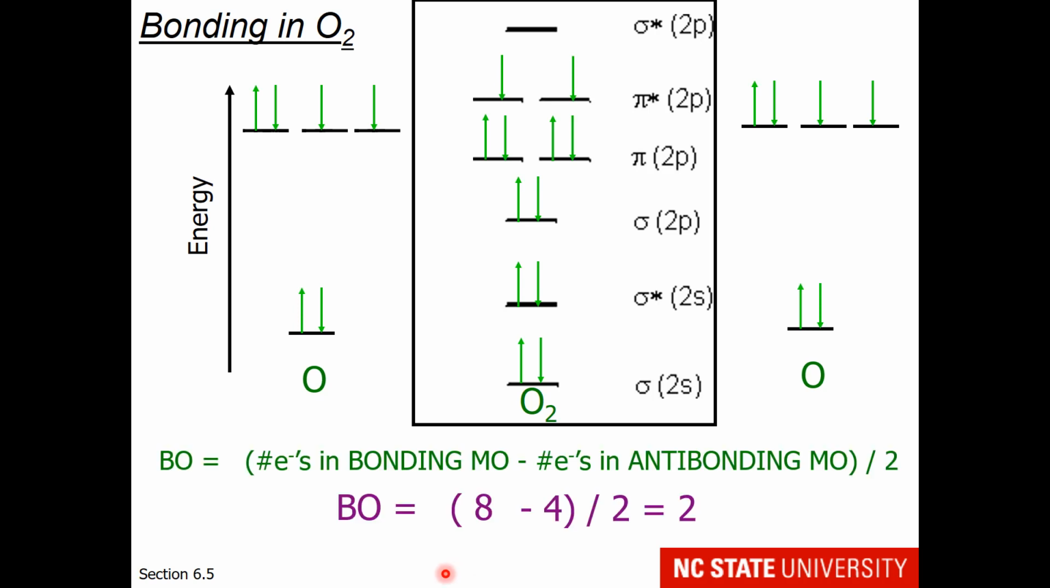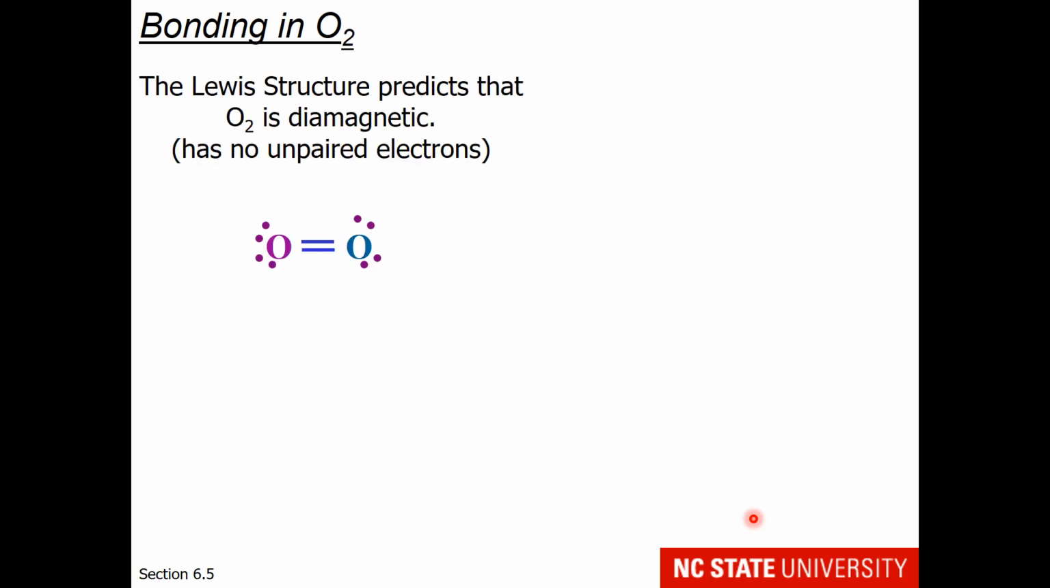What about the bond order? This would be bonding electrons minus antibonding. So when we look at bonding, we have 1, 2, 3, 4, 5, 6, 7, 8. So there are 8 electrons in bonding MOs. What about antibonding? 1, 2, 3, 4. So 8 minus 4 divided by 2 gives us a bond order of 2. And that's what we would predict with a Lewis structure.